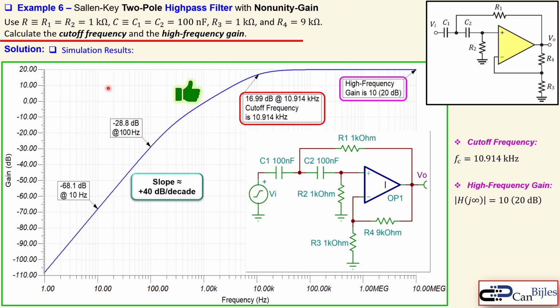I hope this clarifies the situation, and hope that you get a better understanding how you can use a transfer function to determine the cutoff frequency, and that the cutoff frequency is not always 1 over 2 pi R's we see most of the time for simple circuits.